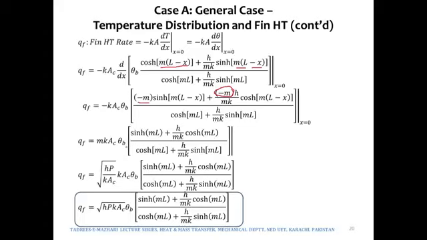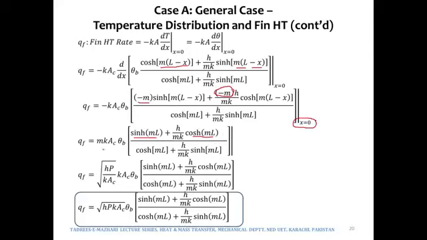And then what we would be left with in this square bracket, we would have sin hyperbolic of m l minus x, and since this differential is being evaluated at the base, means at x equal to 0, so wherever we have x we will put 0 over there. So it would be sin hyperbolic of ml plus h over mk cos hyperbolic of ml minus 0, means cos hyperbolic of ml, and the denominator remains unchanged.